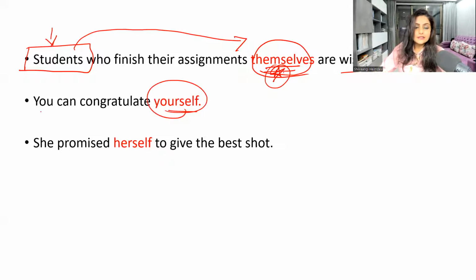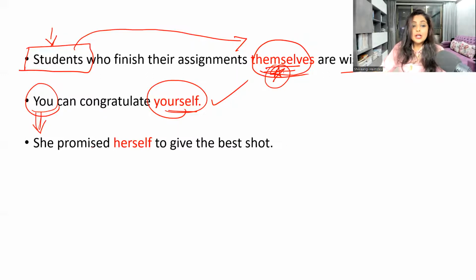Because yourself is reflecting upon you. Okay, you have a subject, you. And so if you have an antecedent, if you have a subject, you can definitely go ahead and use the reflexive pronoun. So you can congratulate yourself.